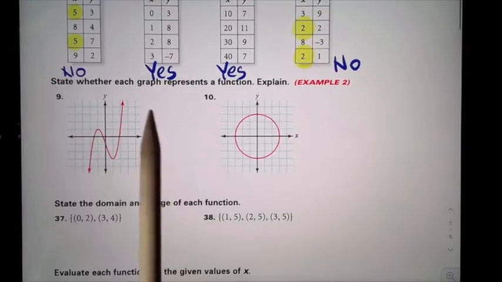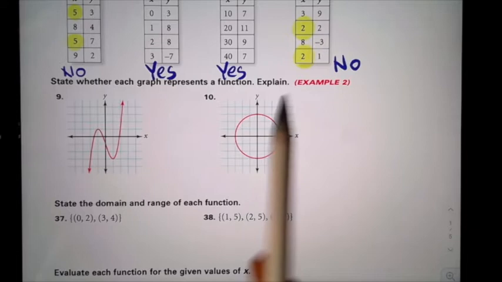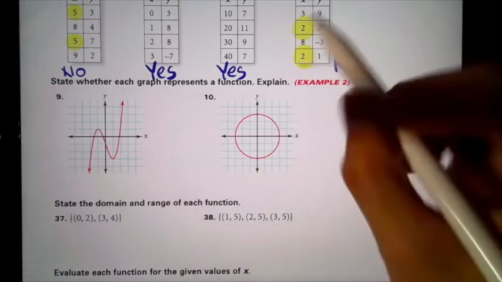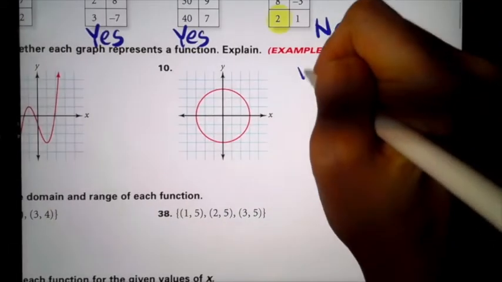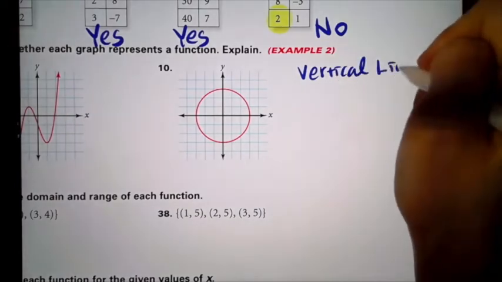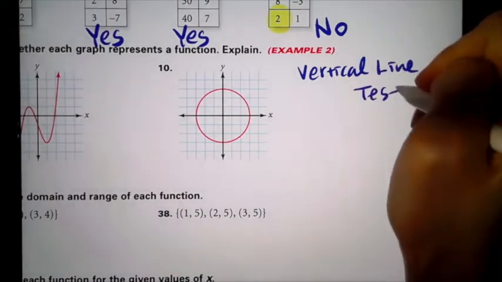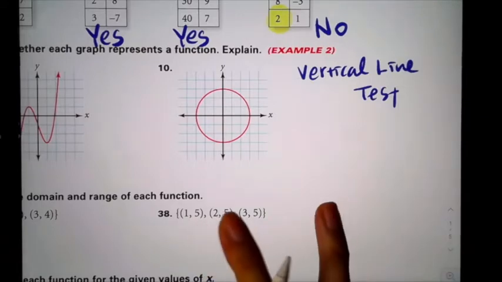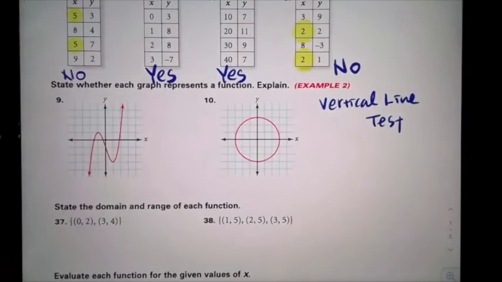And look at number 9. State whether each graph represents a function. Explain. So do you remember the vertical line test? Vertical line test. So that was, we draw the vertical line, and if there's only one intersection, then that's a function. If you have more than one, then that's not a function, right?